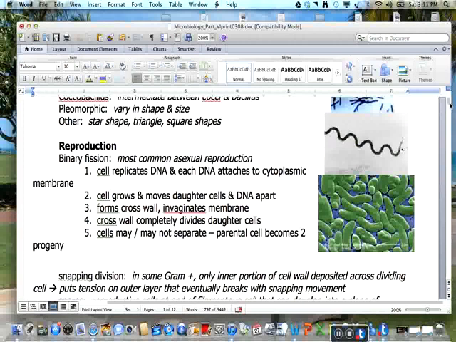The most common asexual reproduction is binary fission. This begins with the cell replicating the DNA and each DNA attaching to the cytoplasmic membrane. As the cell grows, it moves the daughter cells and the DNA apart. A crosswall forms between the cells and evaginates the membrane. Eventually, the crosswall completely divides the daughter cells. The cells may or may not separate, but the parental cell becomes 2 progeny cells.